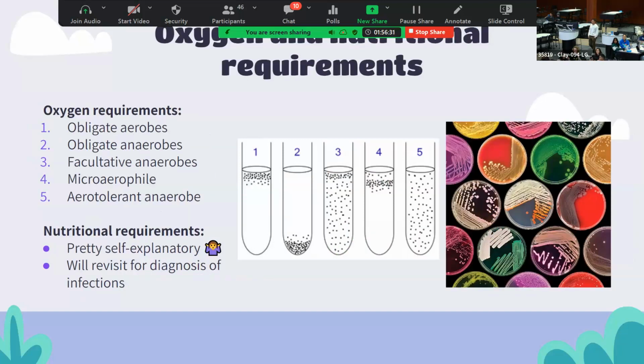Oxygen requirements, you got the 5 listed there. They're pretty self-explanatory, so I won't go too in-depth into them. Obligate aerobes has to have air, oxygen. Obligate anaerobes has to have whatever. Now the numbers on there and the images do match, and you can kind of see like obligate aerobes, they need air, so they go to the surface. Obligate anaerobes, they don't need air, so they go to the bottom. I'm sure you guys can figure that out. And nutritional requirements, also pretty self-explanatory, and we'll revisit that when we do the diagnosis. So using agar plates and all that jazz.